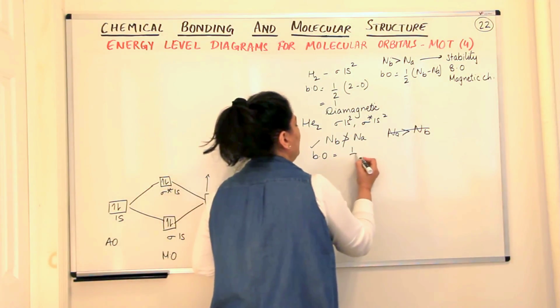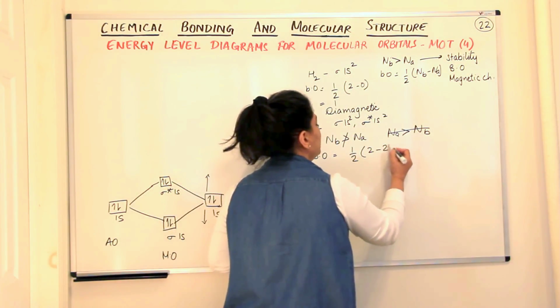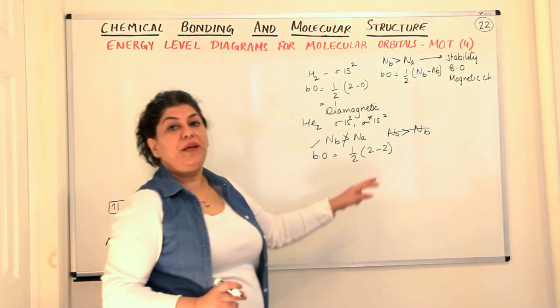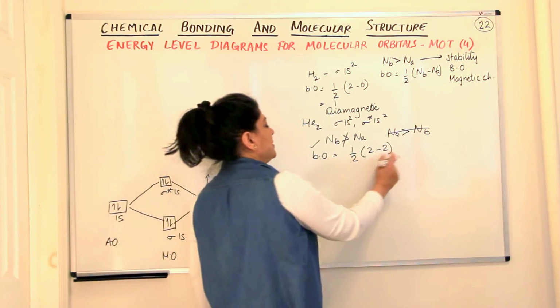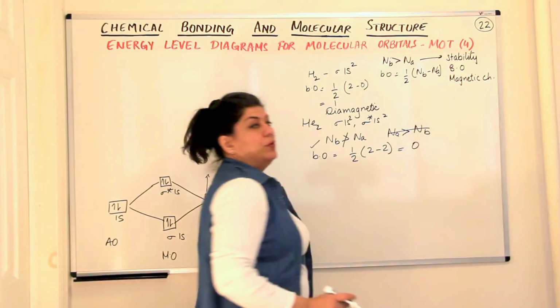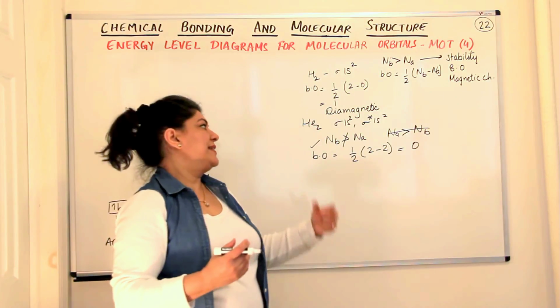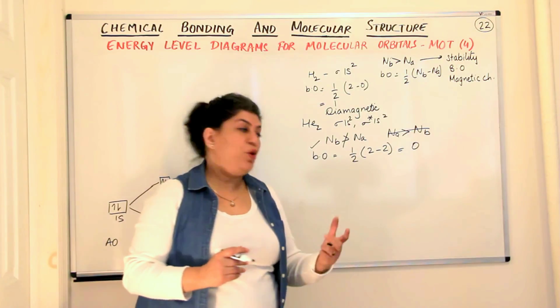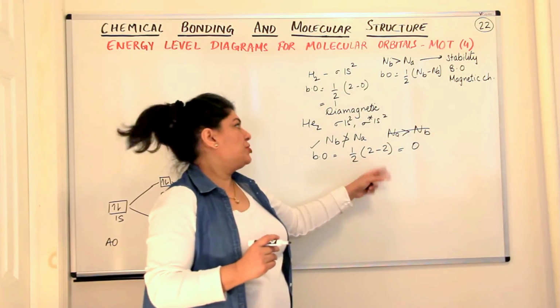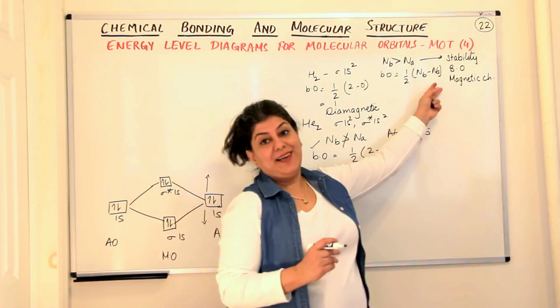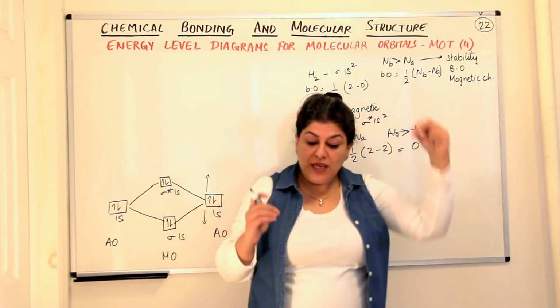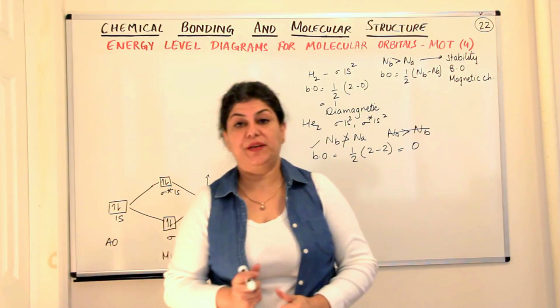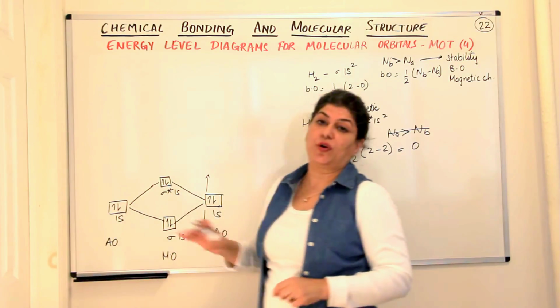And the bond order here would be half of 2 minus 2, because the number of electrons in bonding minus the number of electrons in antibonding is 0, therefore the bond order is 0. So bond order also tells us that this molecule does not exist. And since this molecule does not exist, there is no point discussing its magnetic character.